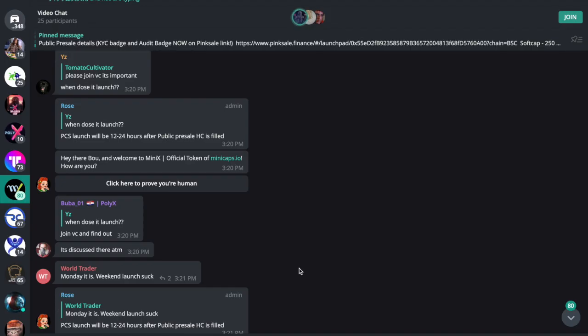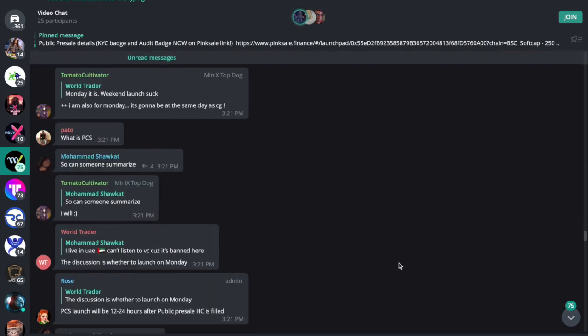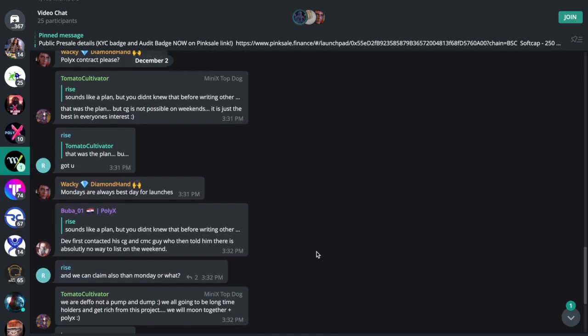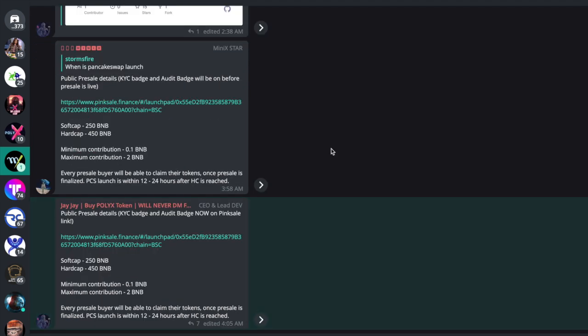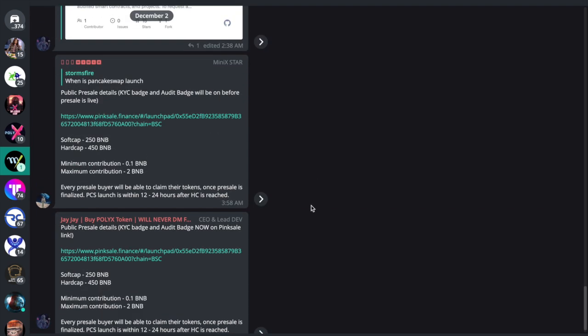And here's the Minix Telegram, guys. Everybody's excited. It's about 25 people already on the voice chat. So I would highly recommend coming over here and asking your questions. Doing your own research. This is a great project. I highly recommend it. And please come over to the Telegram and join, guys, and get as much information as you need to make an informed decision.